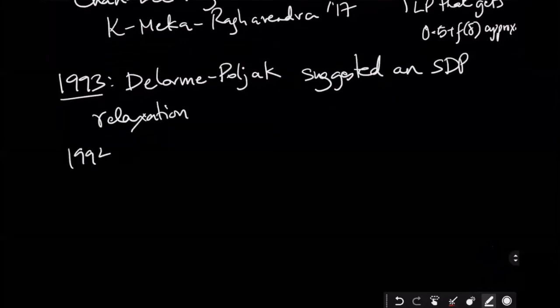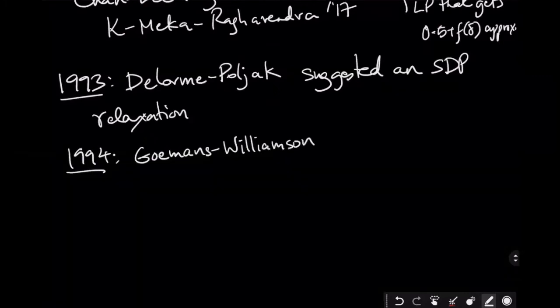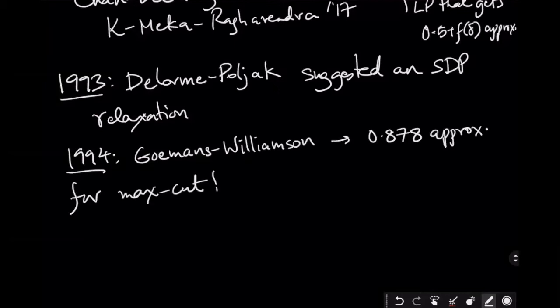And in 1994, the big breakthrough came. Goemans and Williamson managed to analyze the Delorme and Polyak SDP. They proved that it gives you a 0.878 factor approximation for computing the maximum cut. It's much, much better than 0.5. And that's what we'll see today.